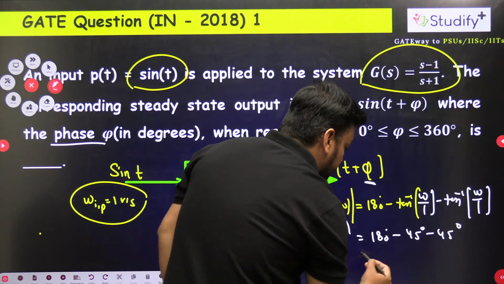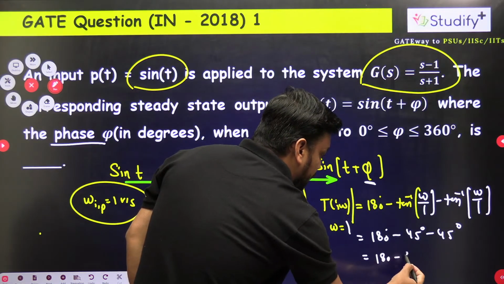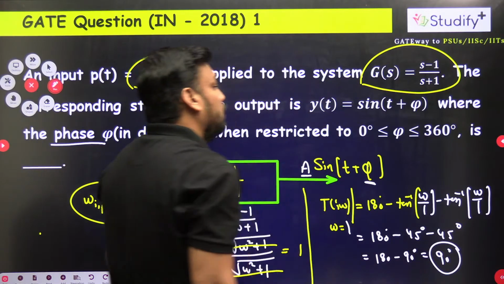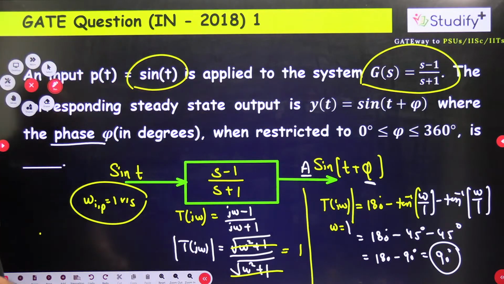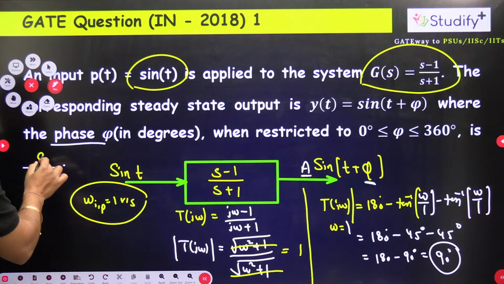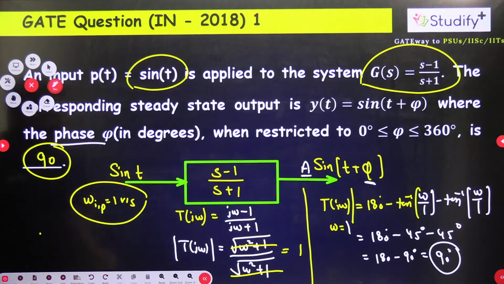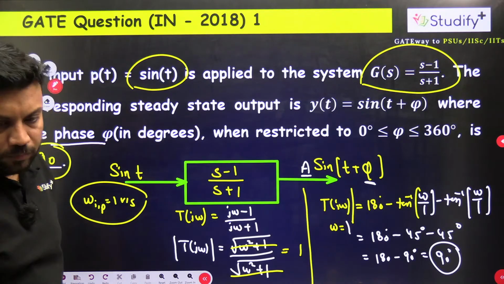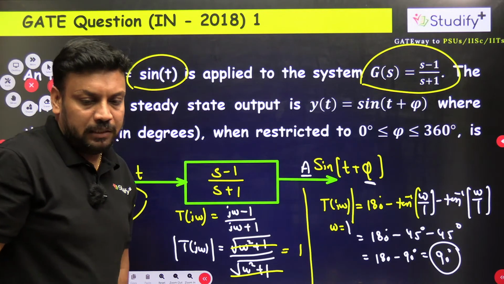So tell me what should be the final answer? It should be 180 minus 90 degree. So final answer is 90 degree only. Yes or no, bachcho? So examiner is asking for degree, so you should just type 90 here. Just let me know, is this crystal clear or not? 90, shabas. So student already replied this answer.